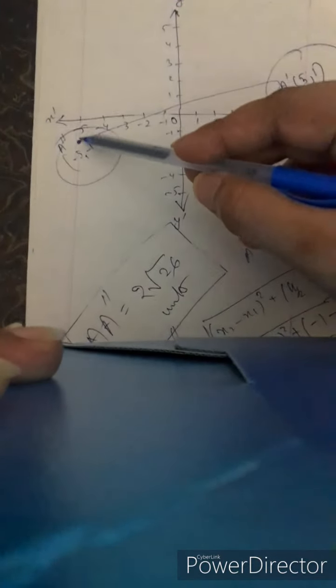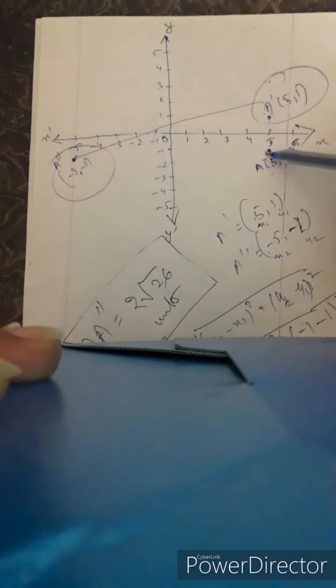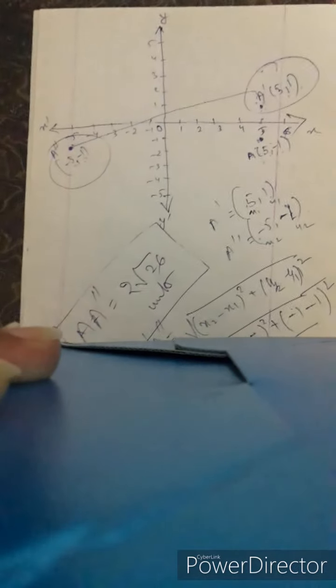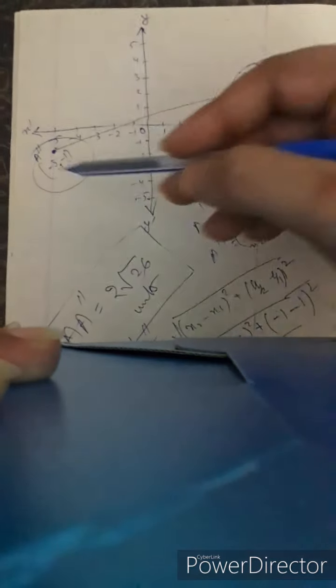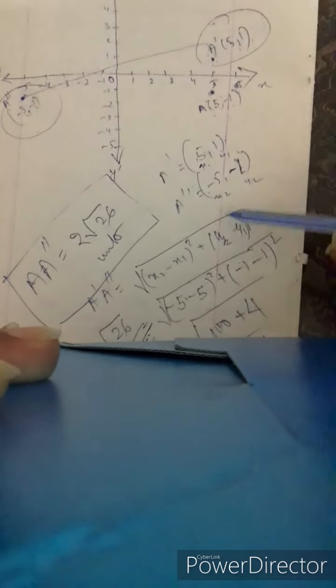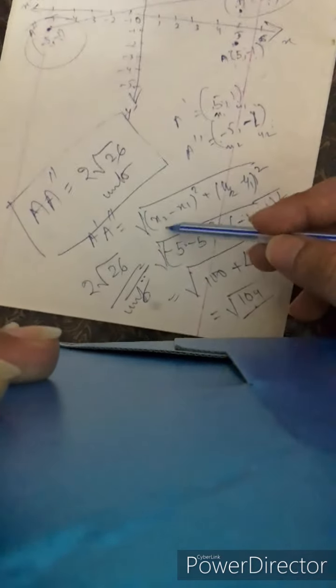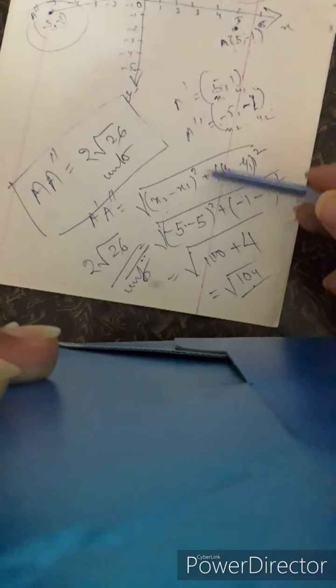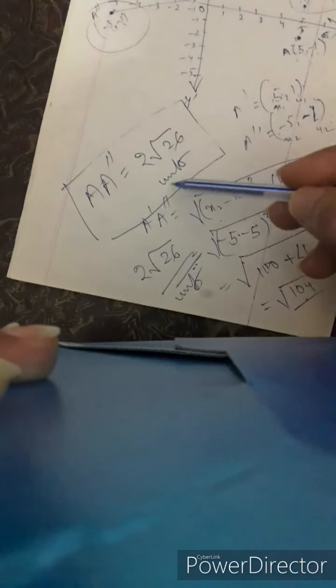This is the answer, the distance between these 2 points, the reflections of point A. On x-axis, 5 minus 1 becomes 5 1, and on y-axis it becomes minus 5 minus 1. So 5 1 we took as x1 y1, minus 5 minus 1 we took as x2 y2, and substituting in the formula root under x2 minus x1 whole square plus y2 minus y1 whole square, we get root under 104, that is 2 root 26 units.